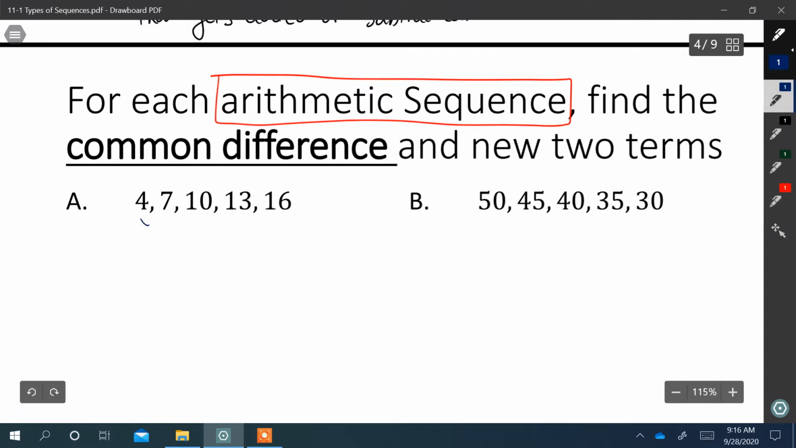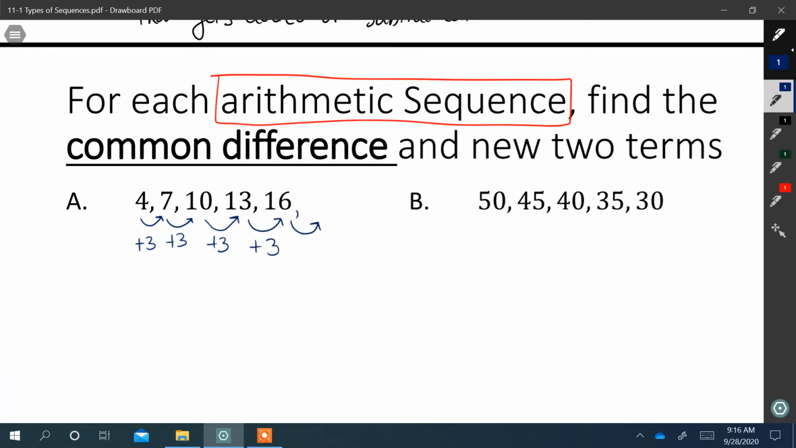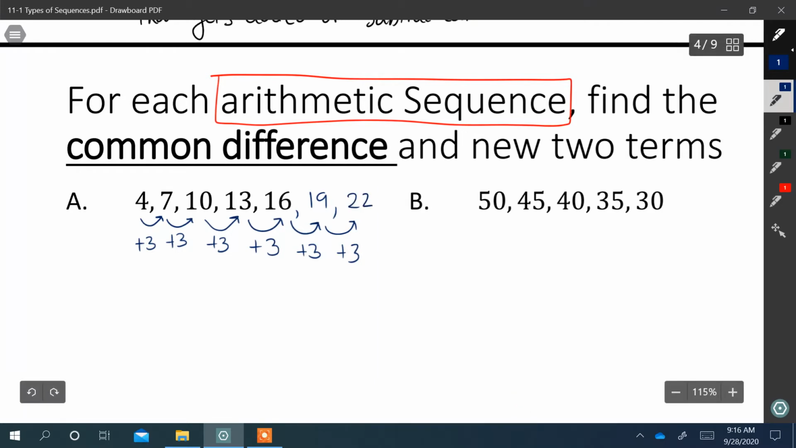All right, so what's going on here? What are we adding constantly? It seems that we are adding 3. So the next two terms will be, well, 13, 16. We add 3 more. We get to 19. And then we add 3 again. And then we get to 22.